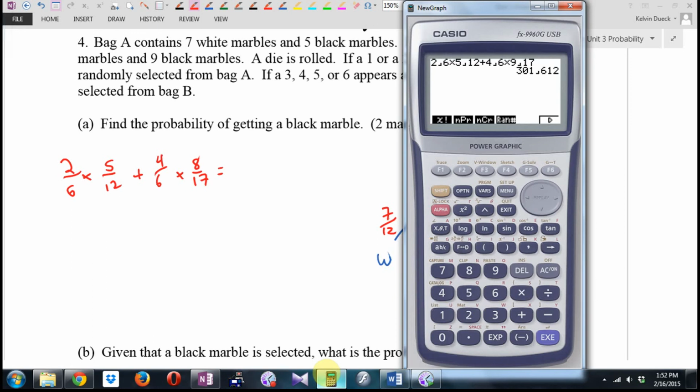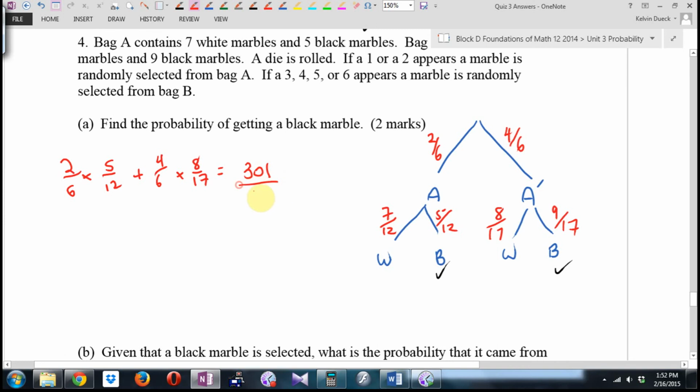You get 301 out of 612? Yeah, that's what I got. As soon as I made that 17, I figured it was going to be yucky because 17 is prime. I would give you 2 out of 2 if you got the right answer. Otherwise, 1 mark for the answer, 1 mark for the tree. But if you got the right answer, you get 2 out of 2.